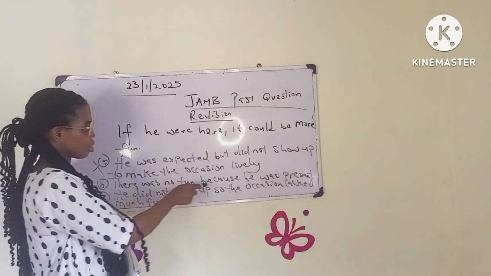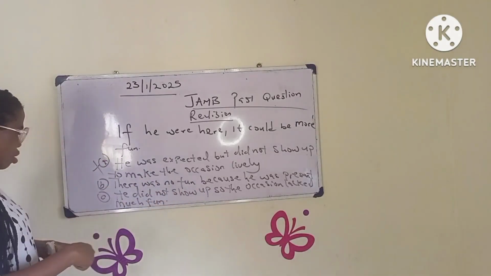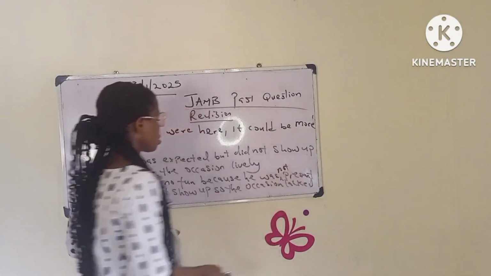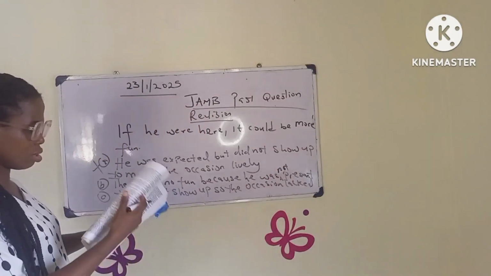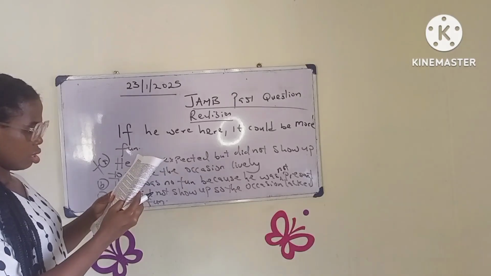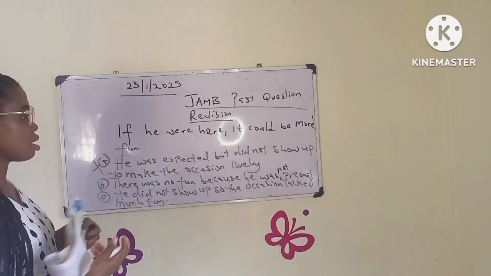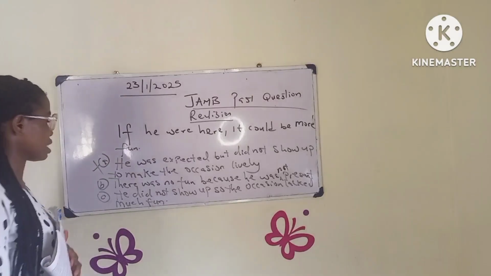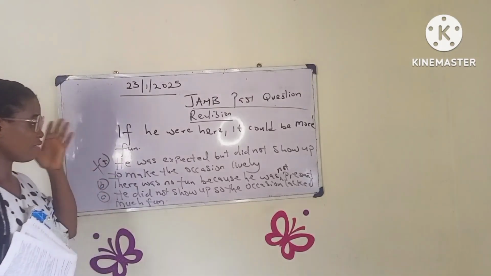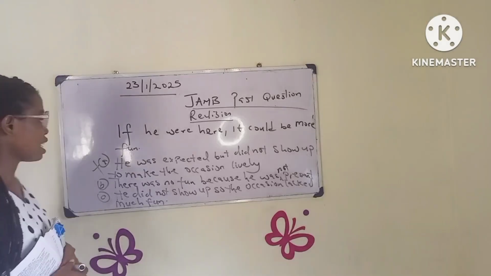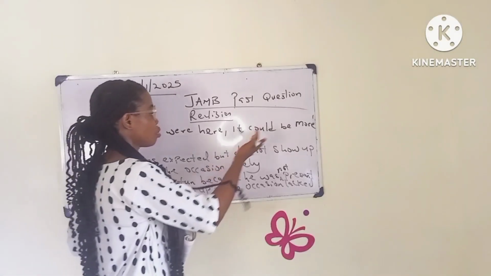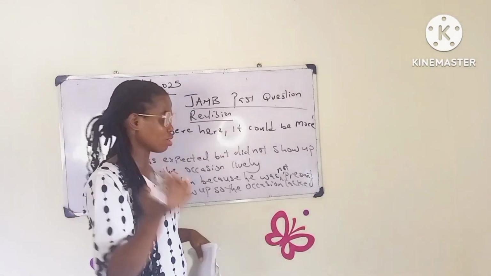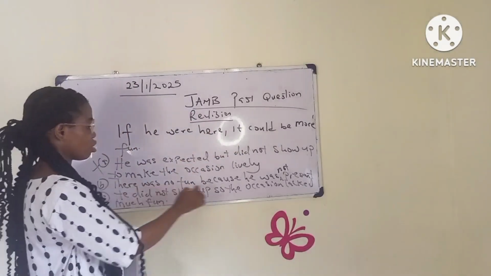There was no fun because he was not present. Now, the given sentence does not tell us that there was no fun. The sentence says it could be more fun, which means there was fun, but the speaker expected more fun. So this sentence is wrong. The second option is wrong.